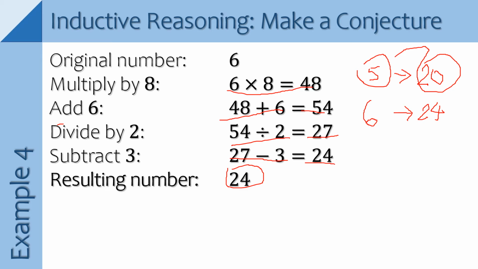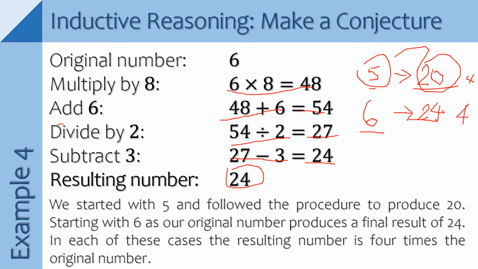If we divide the resulting number by the original number, what happens? We divide 20 by 5, so that is equal to 4. And if we divide 24 by 6, it is also equal to 4. So therefore, when we start with 5 and follow the procedure, we produce 20, and starting with 6 as our original number, it produces the final result of 24. So in this case, the resulting number is 4 times the original number.